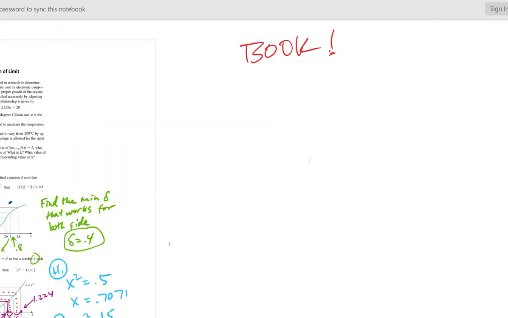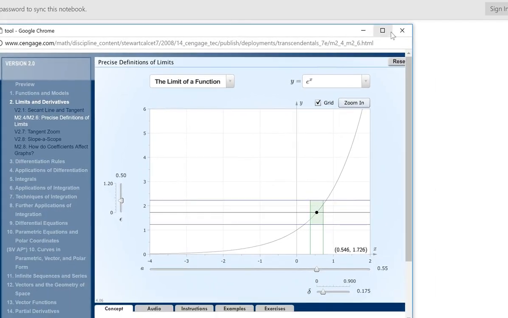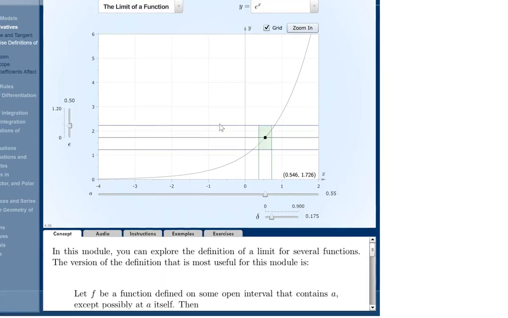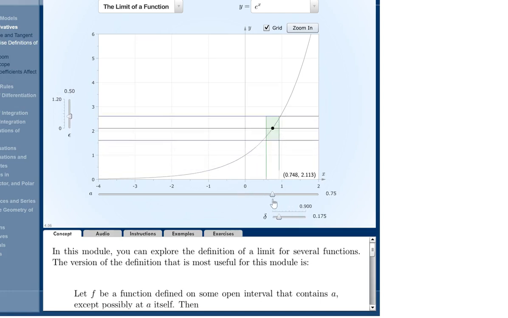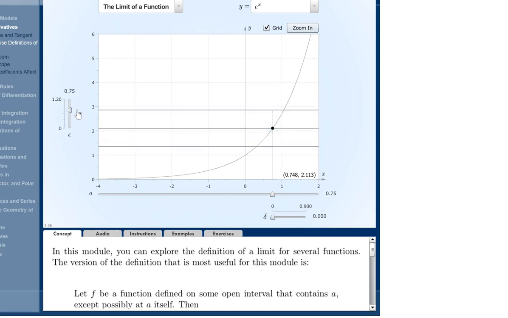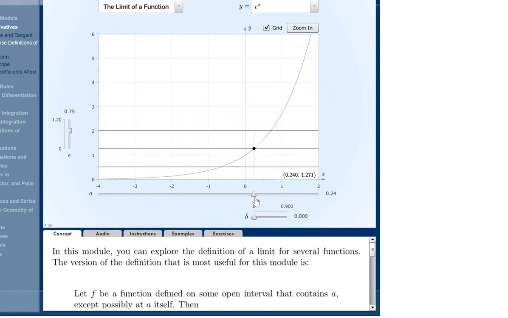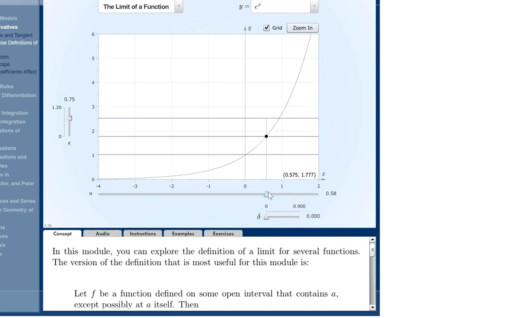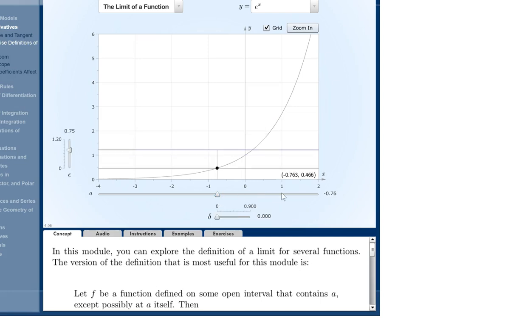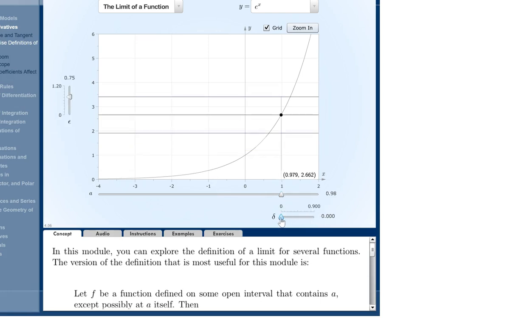Now, there's cool stuff in the book that you really should take advantage of. So in the Stewart book, they give you these really neat functions. You pick a function, so this is e to the x, and you pick an epsilon value, so you pick your h's. And this right here gives your point. Your point can be anywhere. Now, if you start with delta, you choose a delta.